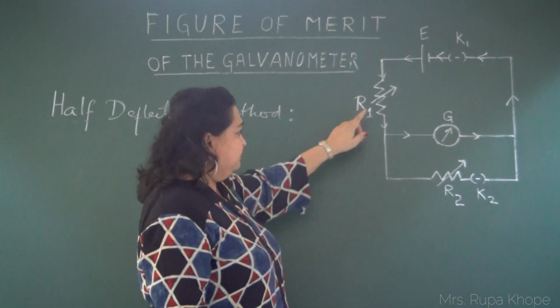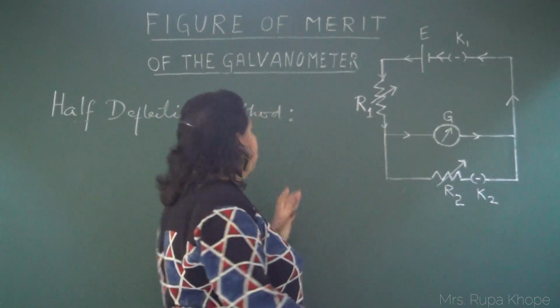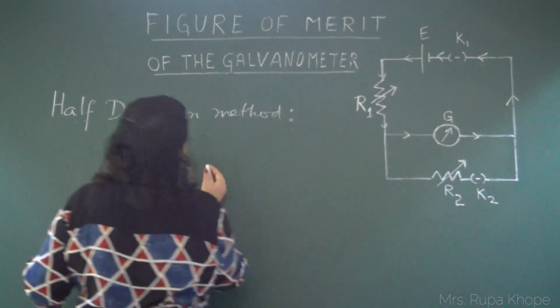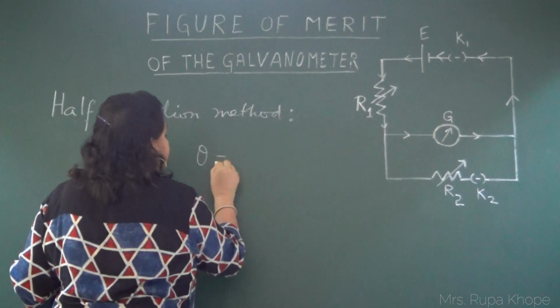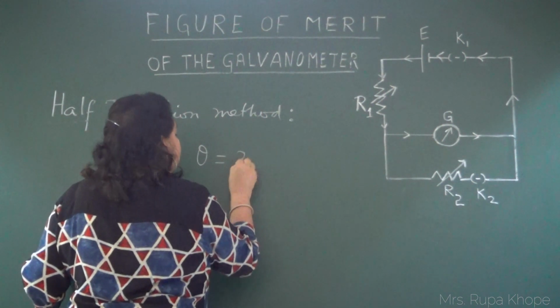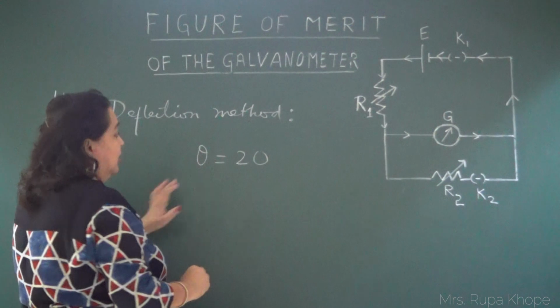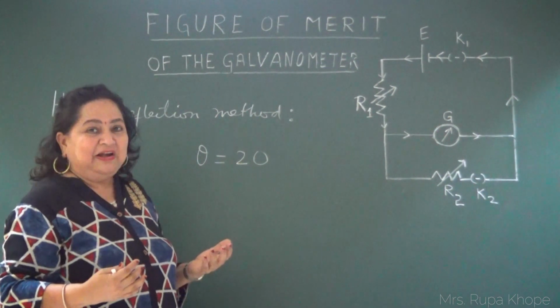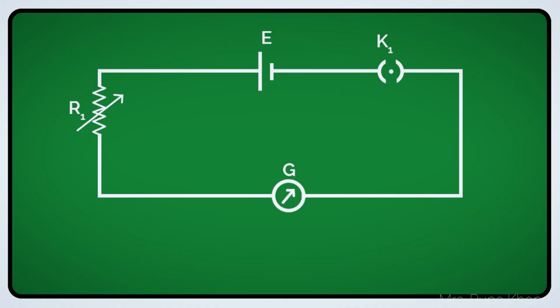So what we do is, the current flows like this. Let's see, once the current flows in this, we get some deflection theta. Now the theta whatever you get should be an even number. So suppose I get deflection 20, say. When I get 20 deflection, now there is a next part coming in the picture, that is this one.